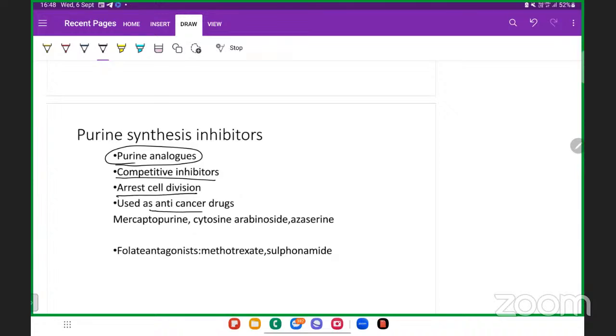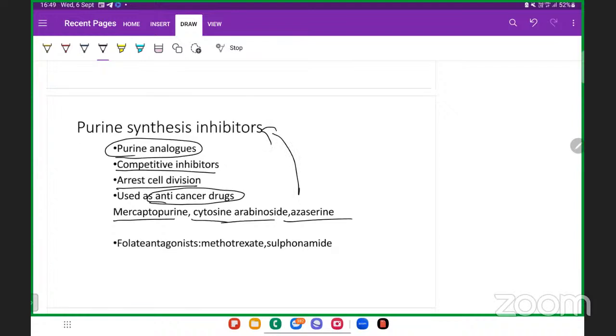This is the point where you need to understand that these processes are used in anti-cancer drugs. I told you, right? Anti-cancer drugs like mercaptopurine, cytosine arabinoside, and azathioprine. You will study all of these next year. These three are going to act by inhibiting purine synthesis.